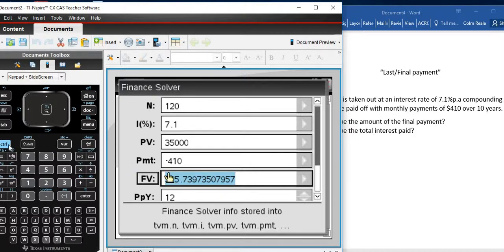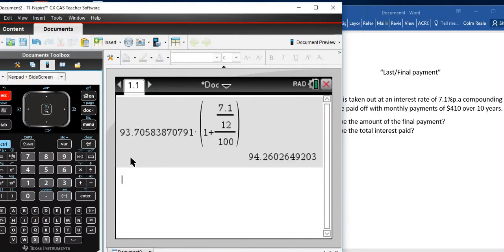I'm going to copy that one again. A normal full payment is $410, and using the finance solver, we've just said that if we make 120 full payments, we've overpaid by this. Which means that the last payment only needs to be $94.26. So that's two different ways of calculating the last payment.